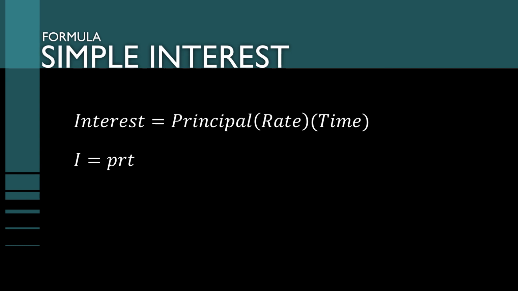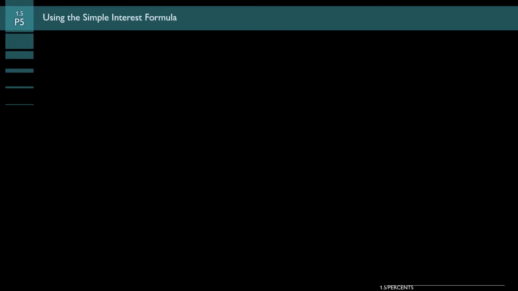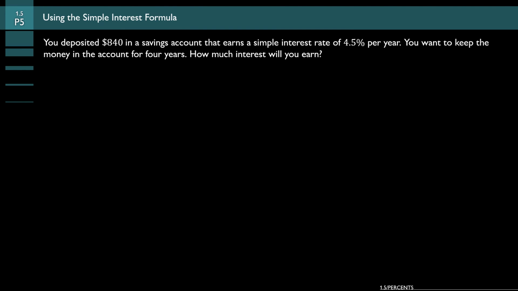In problem number 5, we're going to use this formula. And it says you deposited $840 in a savings account that earns a simple interest rate of 4.5% per year. You want to keep the money in the account for 4 years. How much interest will you earn? Well, the first step whenever we've got a problem like this is to always choose the correct formula. So the formula that we're going to use here is I equals PRT.